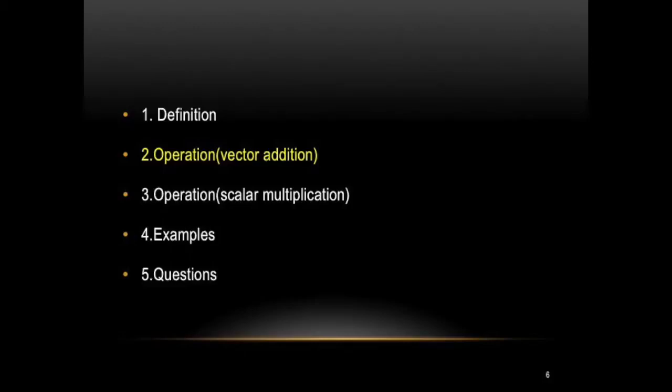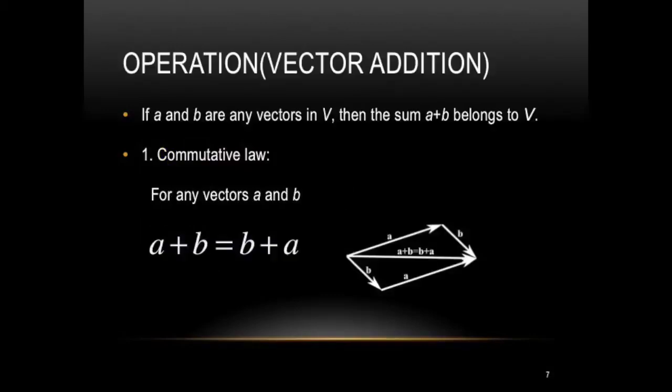Second, I will talk about the operations. First is the vector addition. Vector addition means if A and B are any vectors in V, where V is the vector space, then the sum A plus B belongs to V. The first law of vector addition is the commutative law. For any vectors A and B, A plus B equals B plus A.